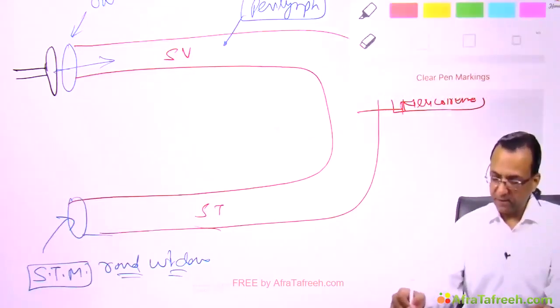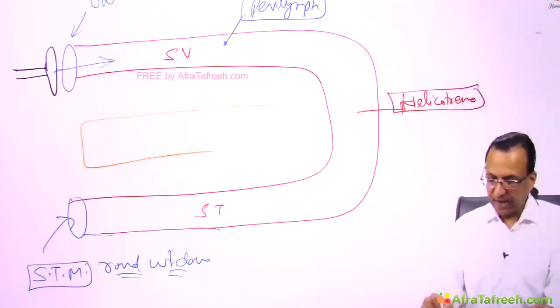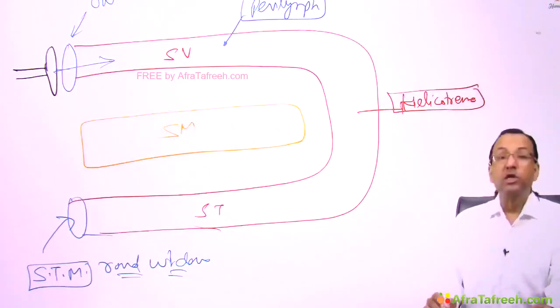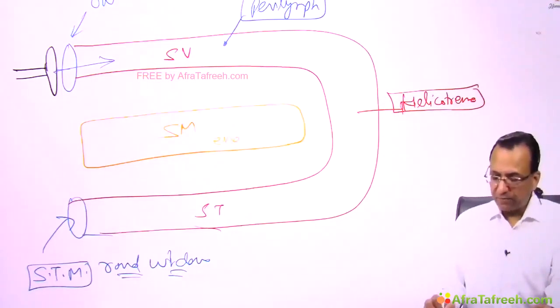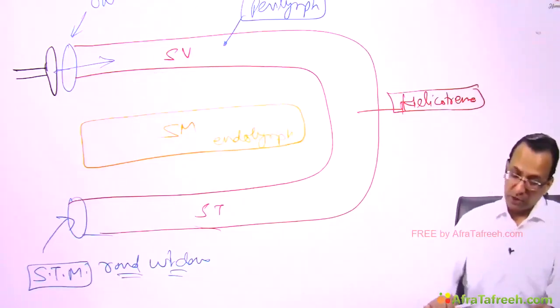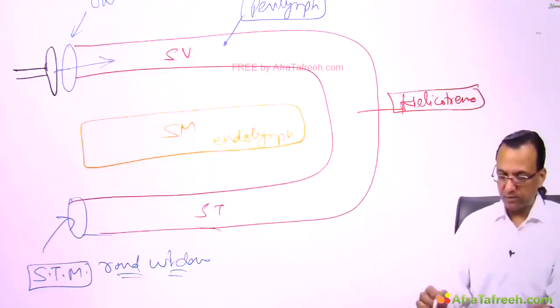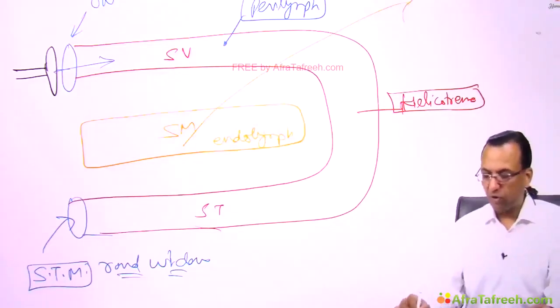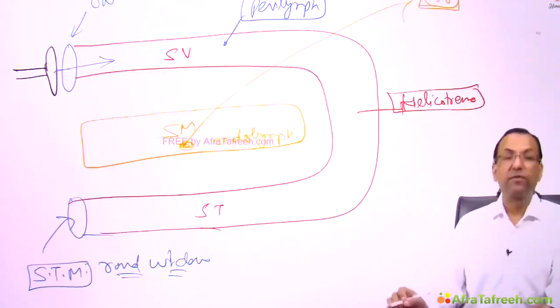Yes, there is a scala media here. And when you're talking about the scala media, you'll find it is filled with endolymph. And that is where you will see the organ of Corti. So we'll be talking about organ of Corti now. Yes, because from there will come the nerve, which is called the cochlear nerve, which will actually bring the auditory information.